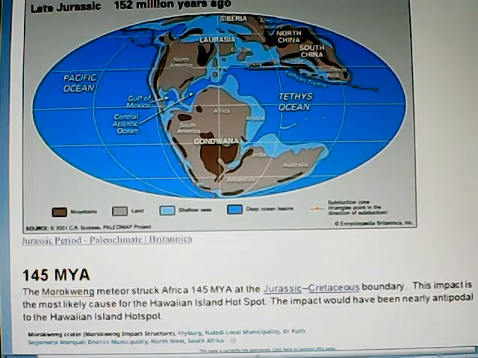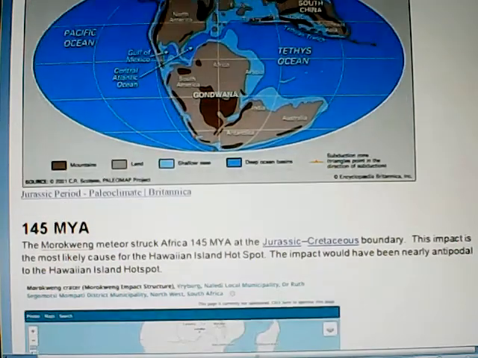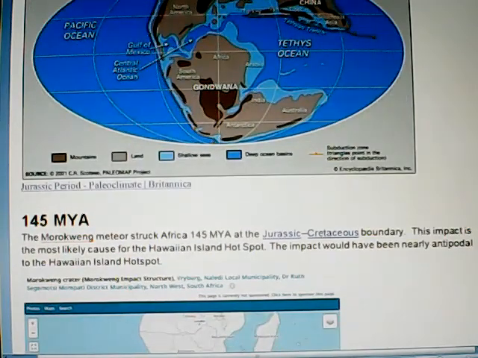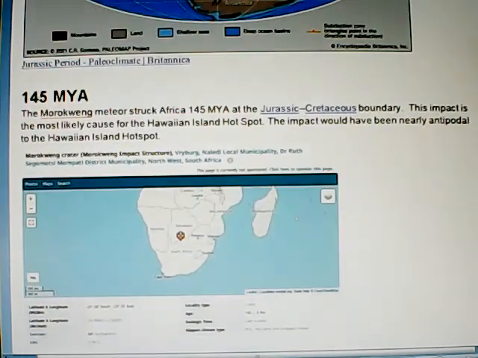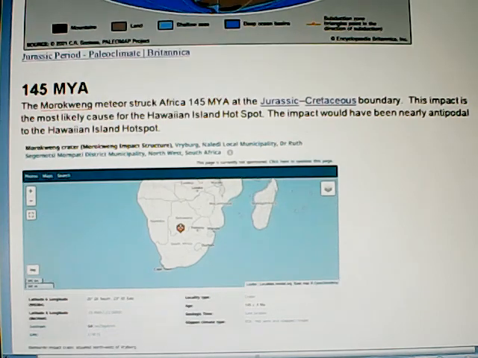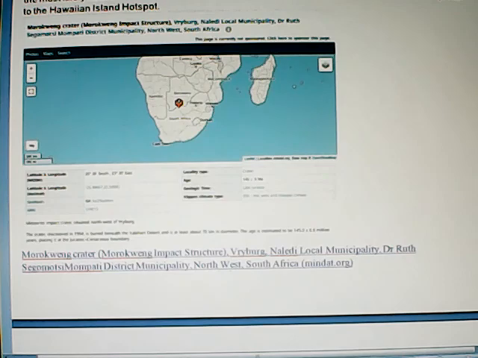There we have 145 million years ago. The meteor struck Africa 145 million years ago and was the most likely cause of the Hawaiian Island hotspot. The impact would have been nearly antipodal to the Hawaiian Island hotspot. In other words, almost directly on the other side of the planet.